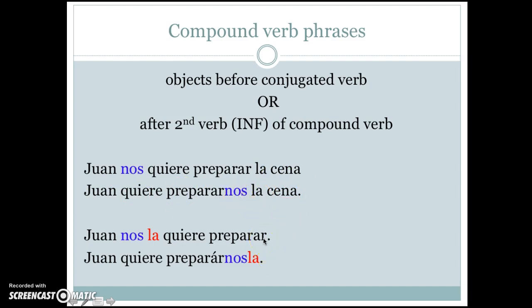Here we have a second example with double object pronouns. Indirecto, directo, verbo. We have our order. If we put them at the end, we have the verb and then same order. Indirecto, directo. He wants to prepare what? La cena for who? For us.